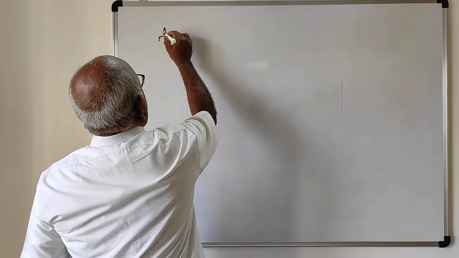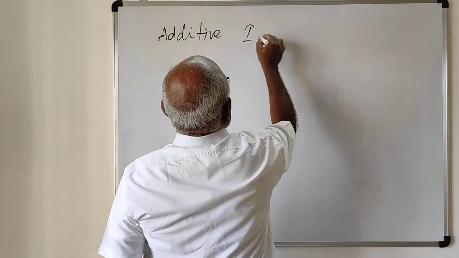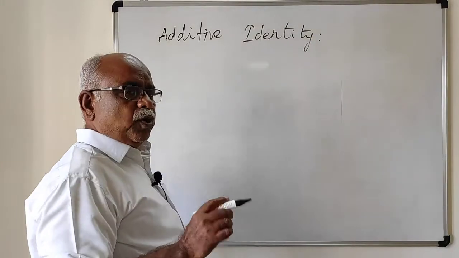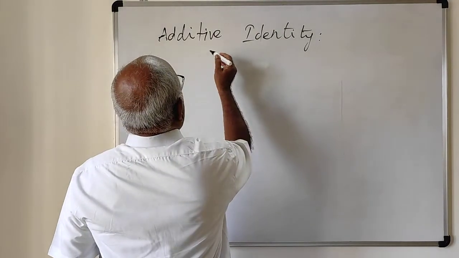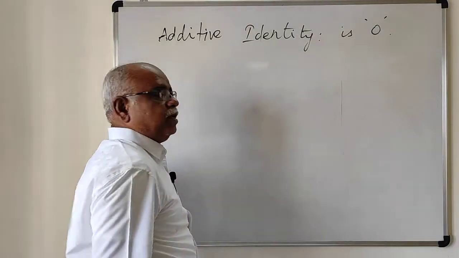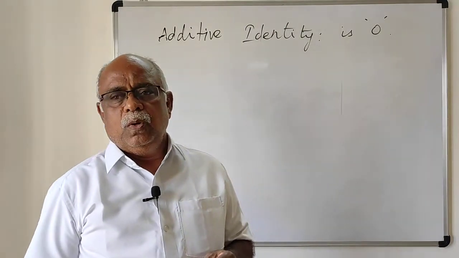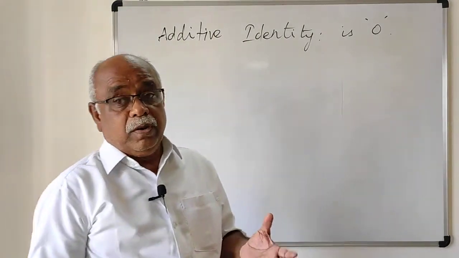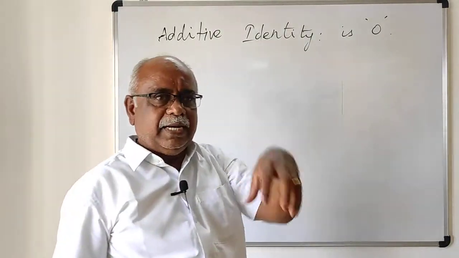Additive identity. Additive identity means it depends upon the operation, the addition operation. Additive identity is 0. 0 is the additive identity, because the additive identity 0 operates between two elements. If any element in a given set is operated with the additive identity, it gives us that element only.